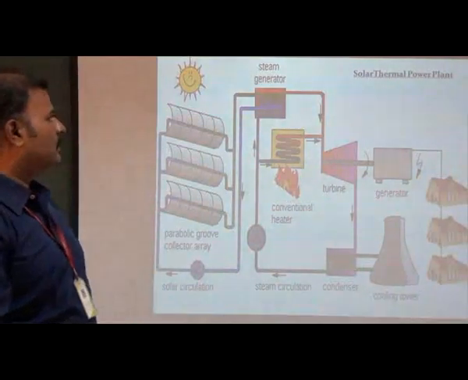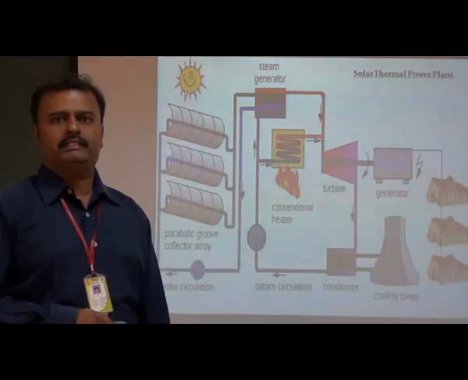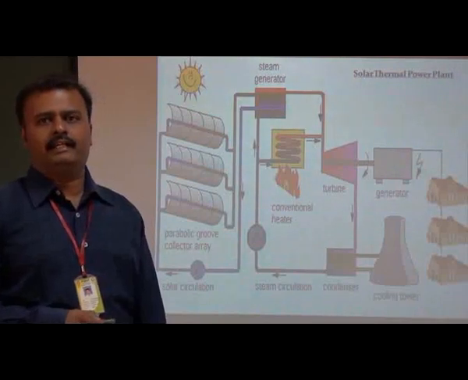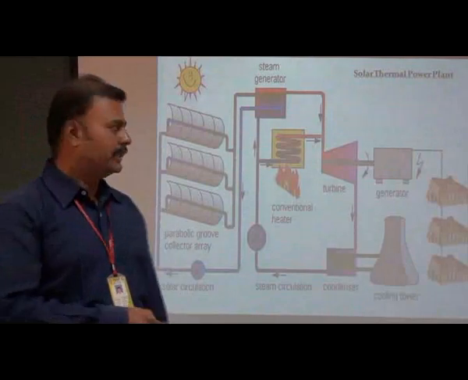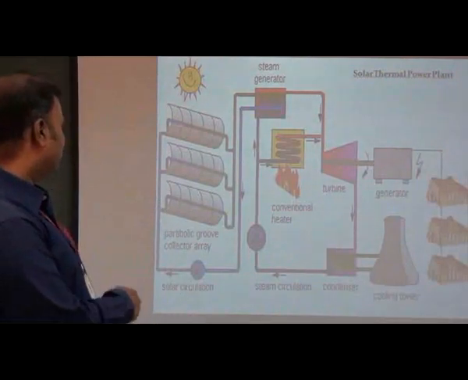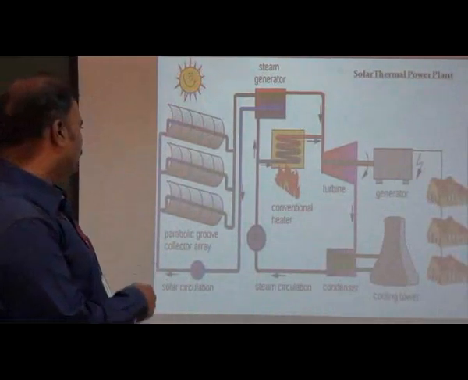The next one is the solar thermal power plant. We know that the solar energy available in the world is very high. Nearly 300 sunny days are available in India, so we want to tap that solar energy. So here this is a power plant. This is a parabolic collector. The parabolic collector utilizes the solar energy.